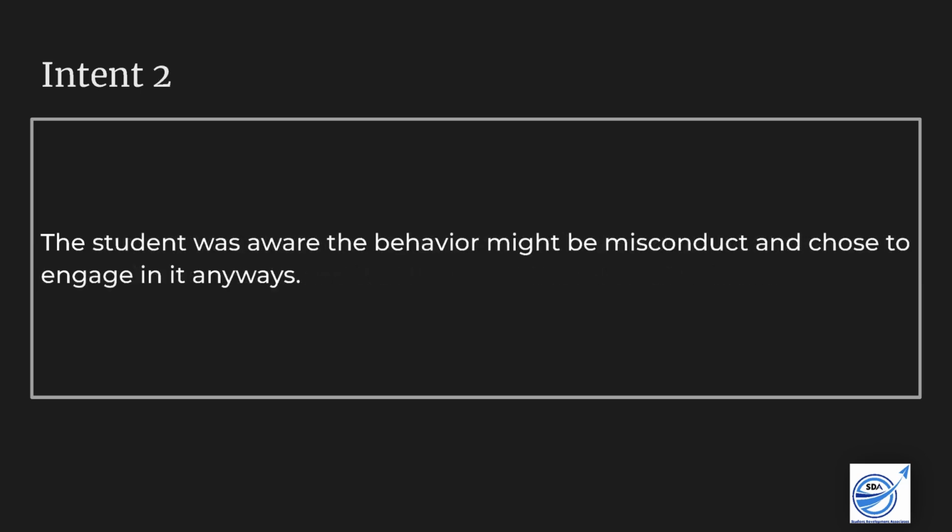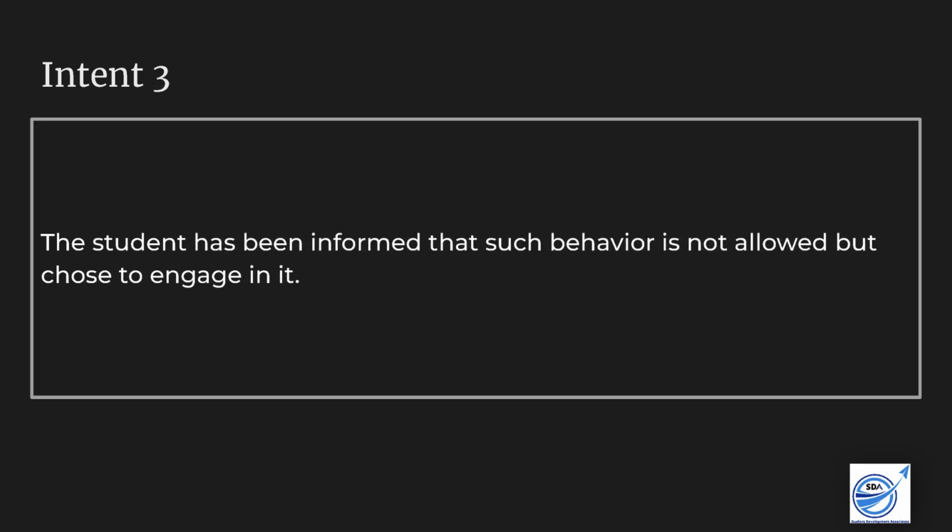With intent 2, the student is aware the behavior might be misconduct and chose to engage in it anyways. So they have read the policy, they have been informed of the policy, whatever may be the case, and they have said, you know what, I'm going to go ahead and move forward with it. Maybe it'll come back and bite me in the rear end later, but I'm going to go ahead and do it for now.